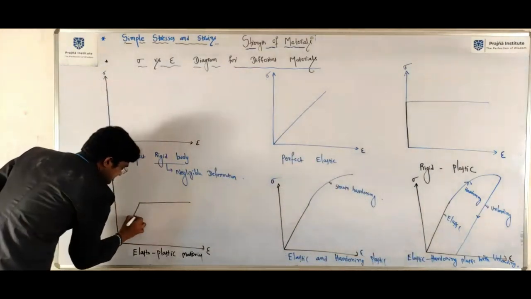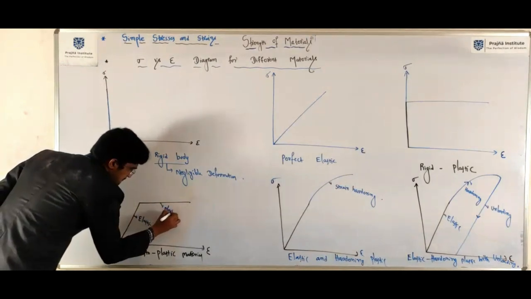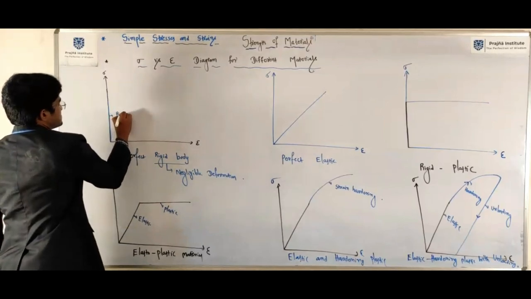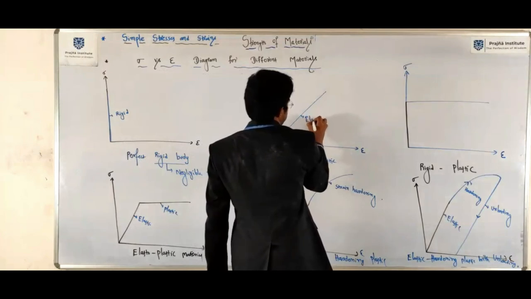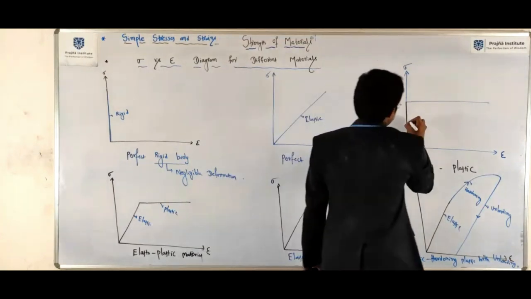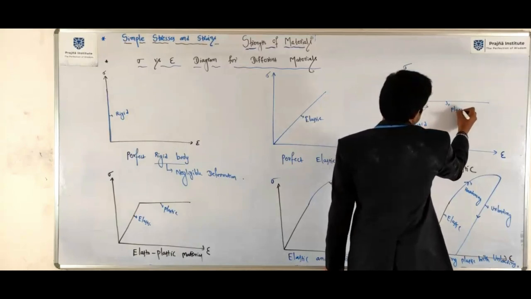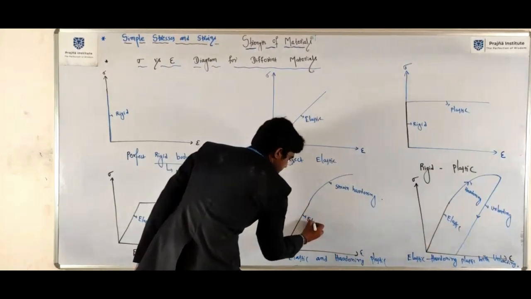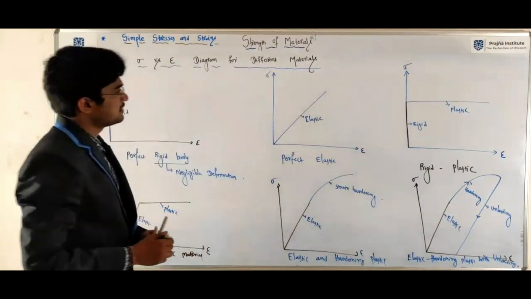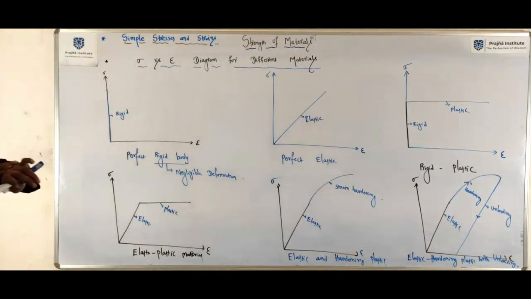Here it is elastic and plastic. This particular one is rigid. It is elastic, perfect elastic. This is rigid, perfect plastic. Elastic. This is all about stress versus strain diagram for different materials. Write down up to here.